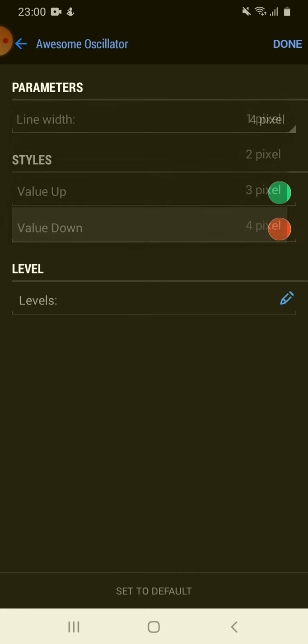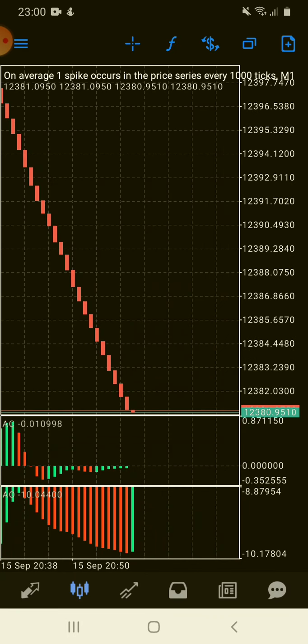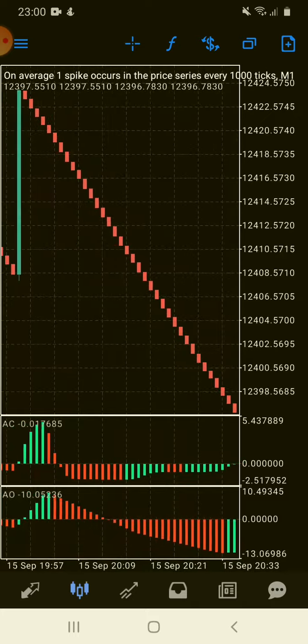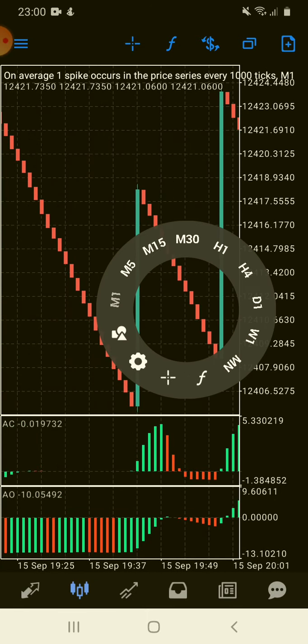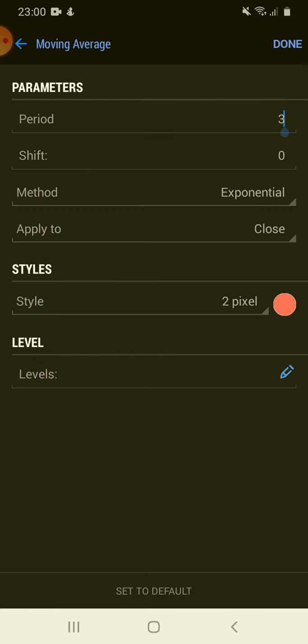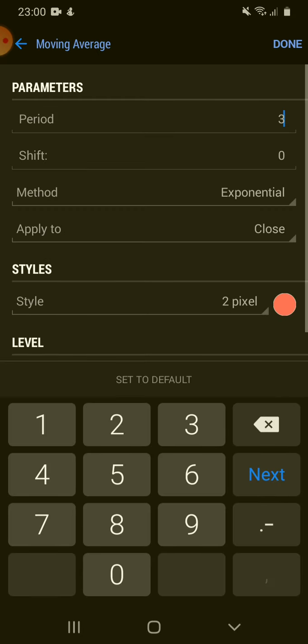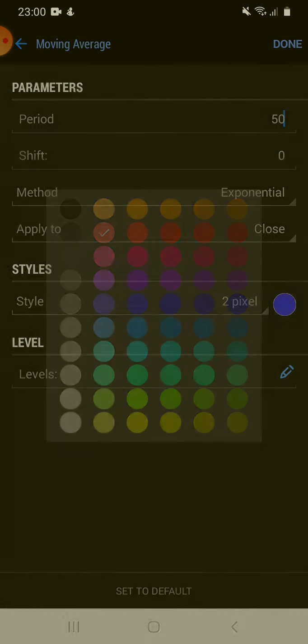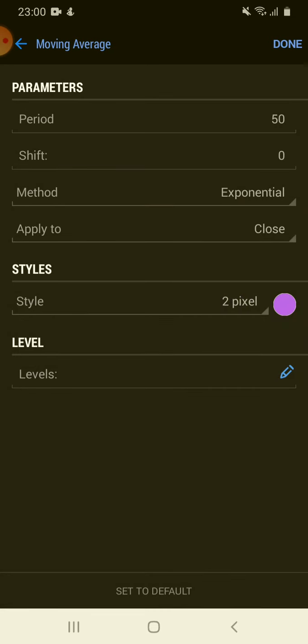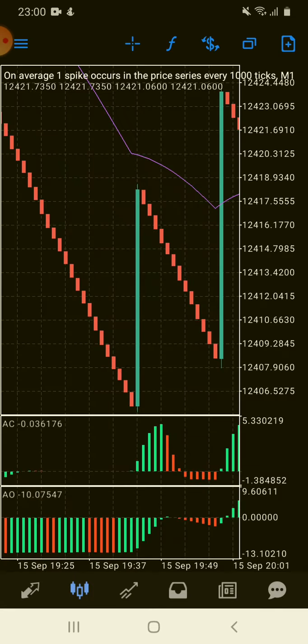Make it 4 pixels so you can see it easily. Same thing again, same colors. Now you can see something's happening. You can trade this just like this, but I would suggest putting a 50 moving average, just because a 50 moving average actually helps you to spot trend. So 50, and make it blue, or whatever color, maybe light purple, and place.